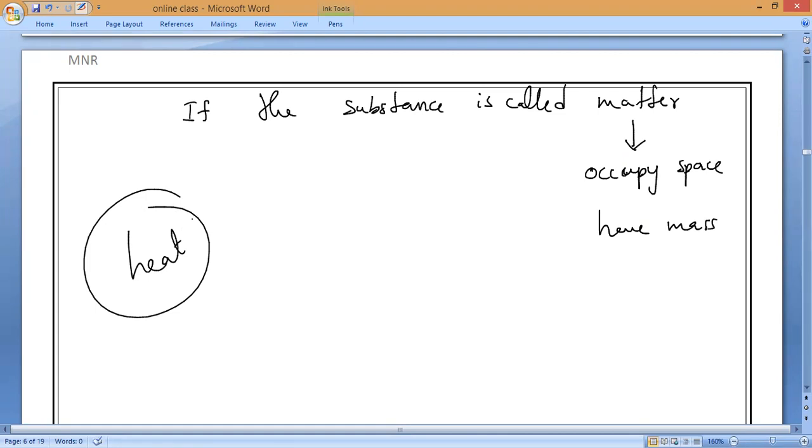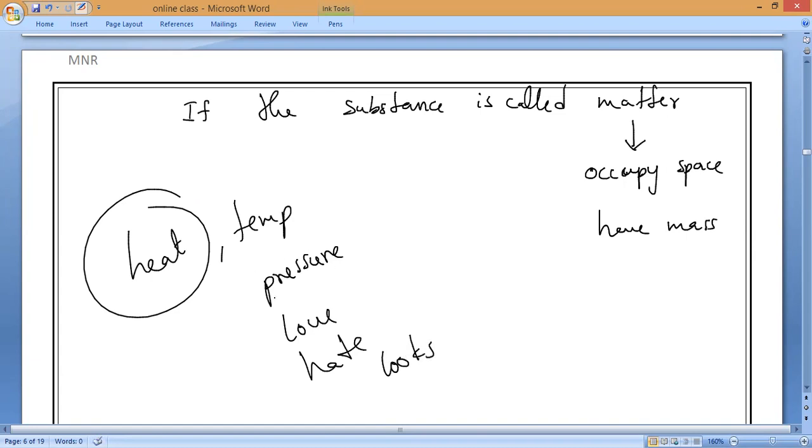Is heat a matter or not? No, sir. Temperature, pressure, is it a matter or not? For example, love, hate, understanding, looks, are these all matter or not? No, sir. Does heat occupy space? No, it does not have mass. It is a form of energy. Temperature is also the same, pressure is also the same. Understanding, feelings, affection, addiction, everything.